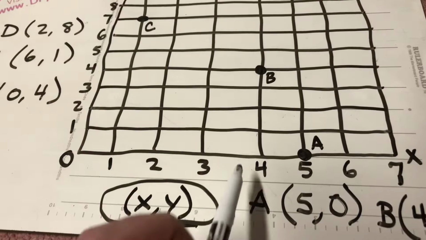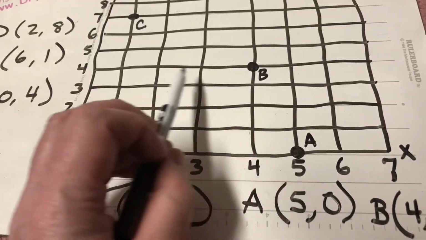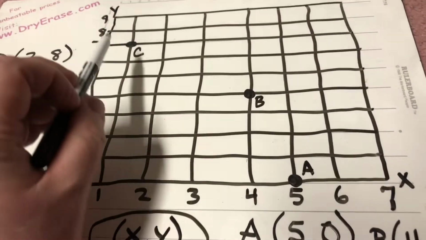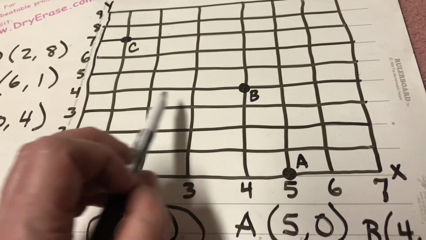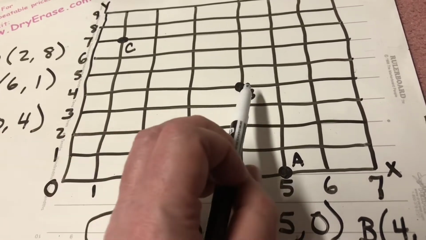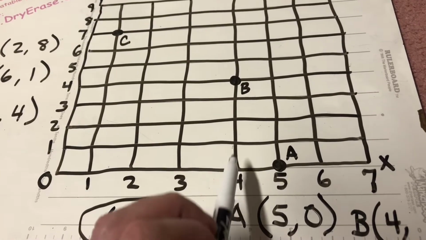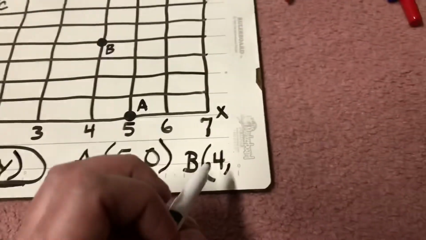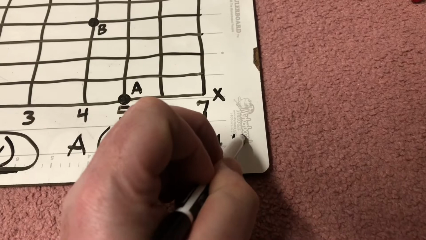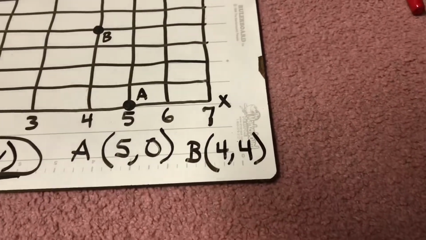Then I say, how high did I go on the y-coordinate? Where am I over here on where it went up? Well, I went as high as also 4 on the y-axis. So I went over 4 on the x-axis, up 4 on the y-axis. So my ordered pair is 4, 4.